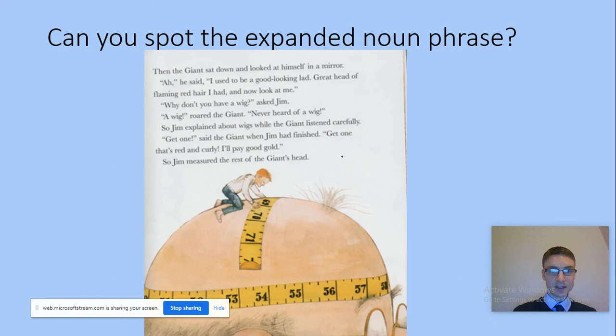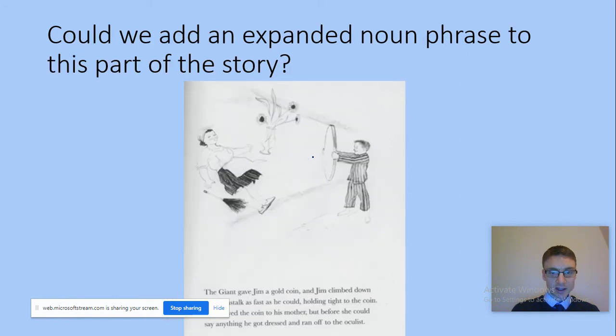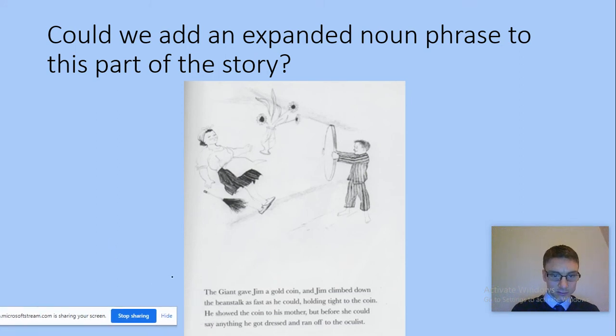I'll leave this one to you to do yourself. See if you can find one in there. And this one here as well. So here, look, I'll underline this one. Hopefully you've had time to think. The giant gave Jim a gold coin.